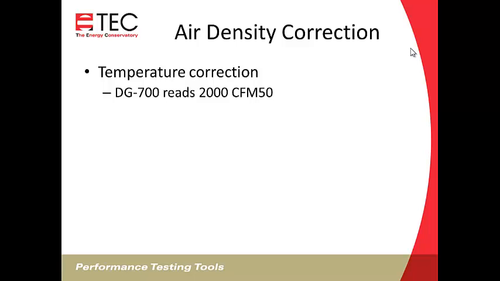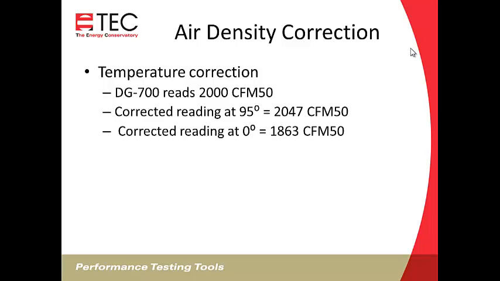So if the DG700 is reading 2000, the corrected reading at 95 degrees would be 2047 CFM at 50. And the corrected reading at 0 degrees would be 1863. So there's a difference of 10% in those readings. So if you were testing that house in wintertime conditions and summertime conditions, pre and post test, you might have a difference of 10% if nothing was done to that house.